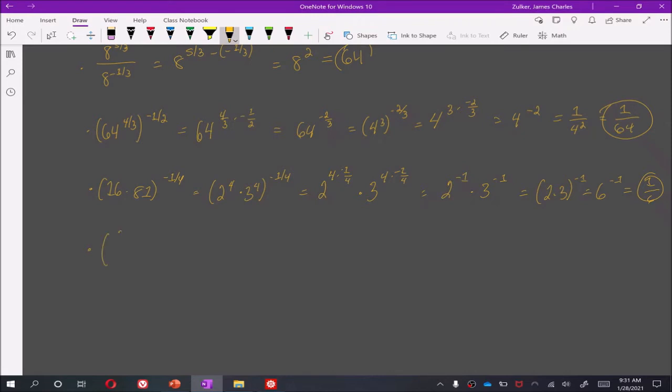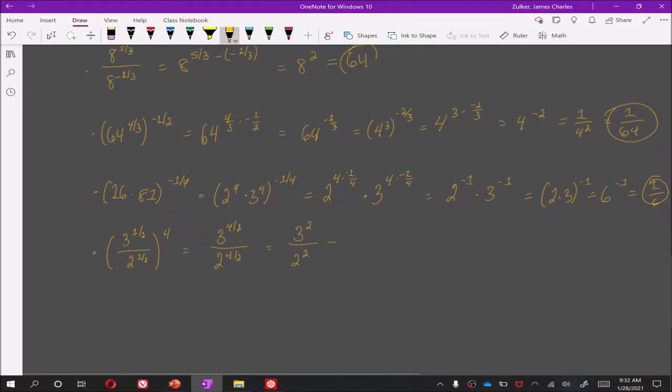And if we have 3 to the half divided by 2 to the half, all raised to the 4th, this winds up being 3 to the 4 over 2 divided by 2 to the 4 over 2, which is 3 squared over 2 squared. Oh, I'm sorry. I will leave it this way. I copied the example down wrong, but this is fine. This is 9 over 4.